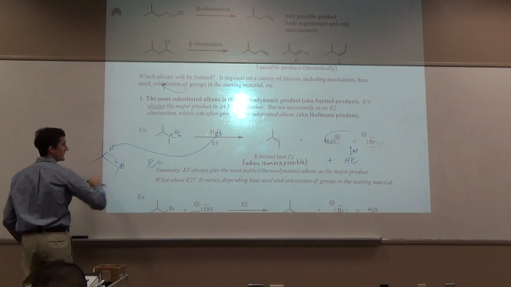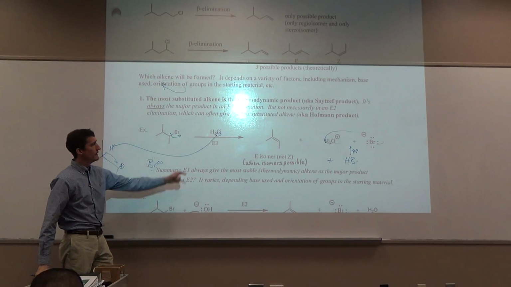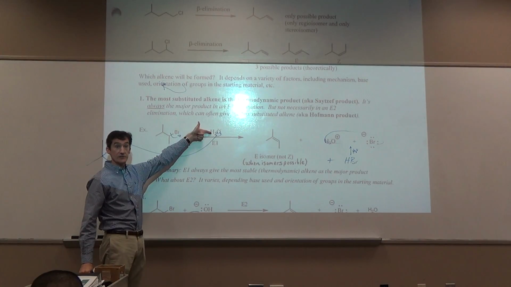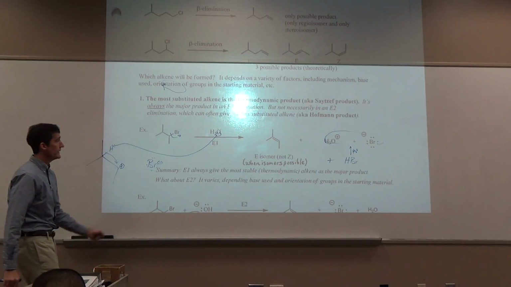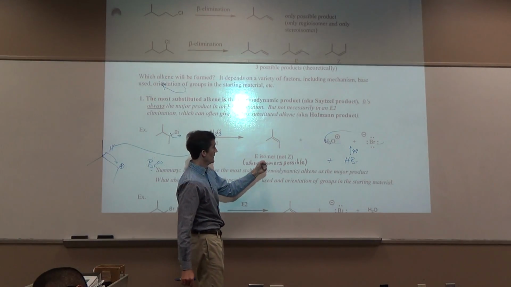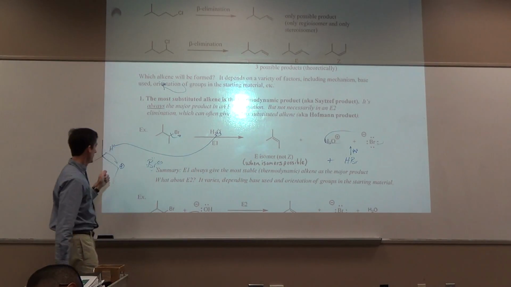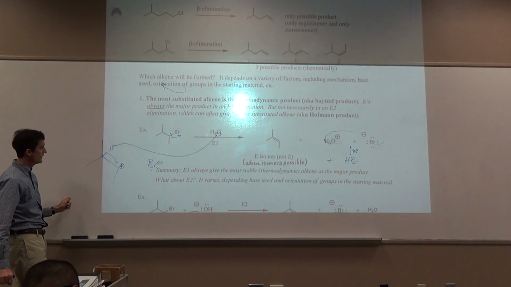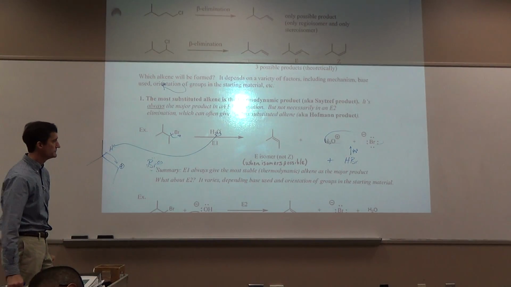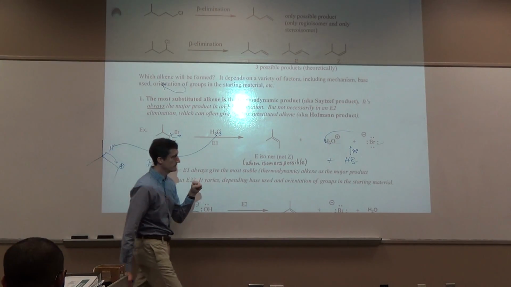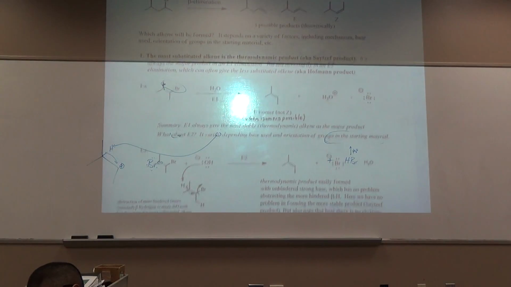That's how it's going to exist. So you can't just use your base. But it's a weak base. If that was a strong base, we'd be doing E2. Okay. E1 always gives the Zaitsev product, not the Hoffman. Did I draw it? I think I erased it. Okay. What about E2? E2 varies. E2 varies. E2 does not always give the Zaitsev product.